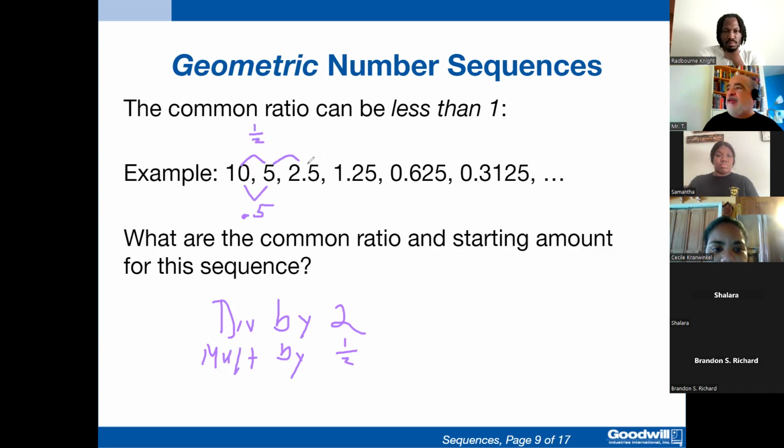Half of 2.5 is 1.25 or 1 1/4. Half of that is 0.625. Half of that is 0.3125. If we keep going, the numbers will get smaller and smaller and smaller, and they'll get closer and closer to 0. Will they ever reach 0? Here's an existential question. Will they ever? No, they'll get closer and closer.